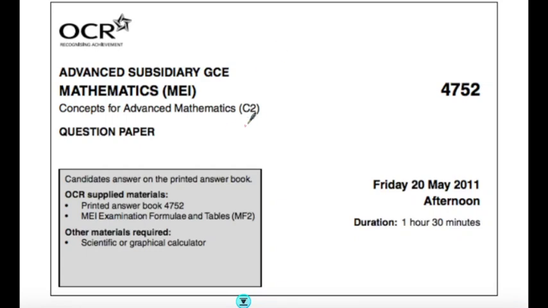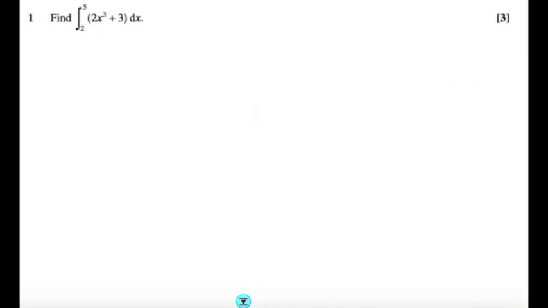Right, hello again. So this is another C2 paper, May 2011 this time. Okay, so first question is another bog standard integration. The only difference here is we've got limits on our integral. So first thing we need to do is integrate the expression.